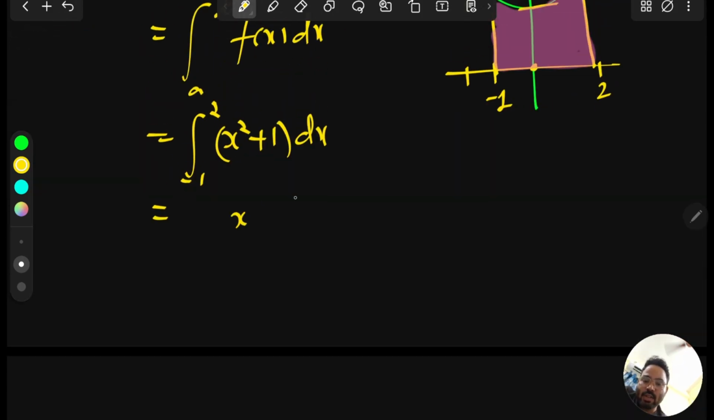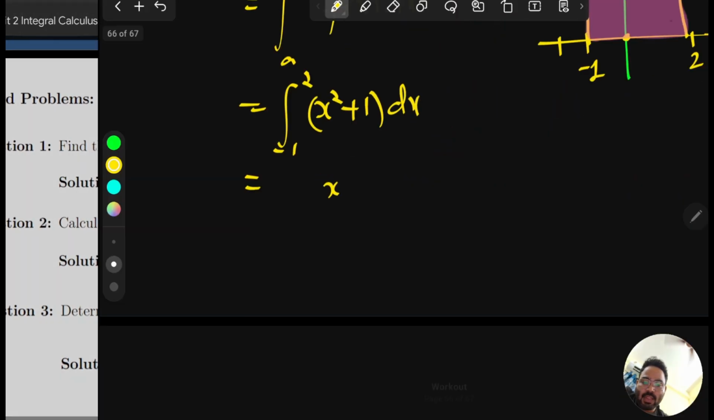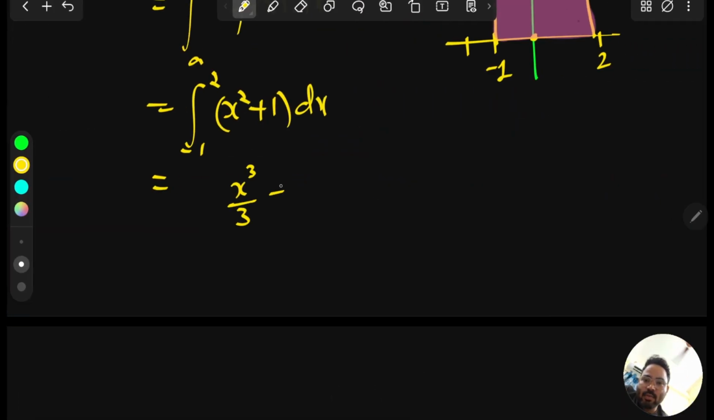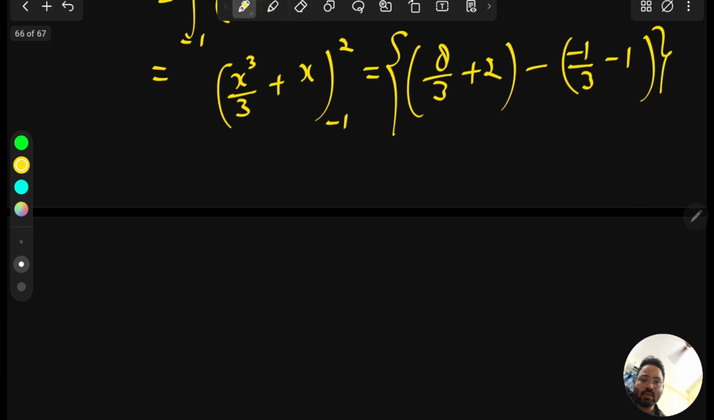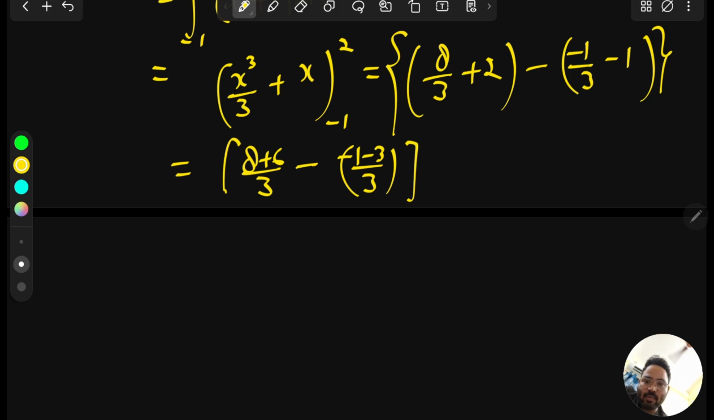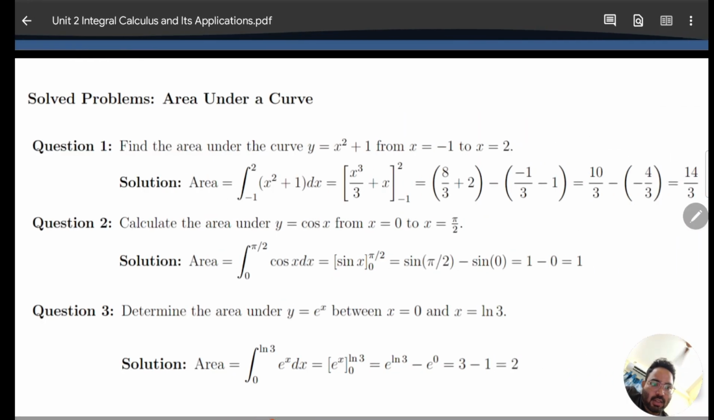So x square integration is what? X square integration is x cube upon 3 plus x. Now put the values minus 1 to 2. If you put 2, this gives 8 upon 3 plus 2, upper limit minus lower limit. If you put the lower limit minus 1, this gives minus 1 upon 3 minus 1. Now let's solve this. 8 plus 6 upon 3, minus 1 minus 3 upon 3. So this gives 8 plus 6 equal to 14 upon 3, and minus minus plus, this gives 4 upon 3. So total is 18 upon 3. So 18 upon 3 is the answer of this question.